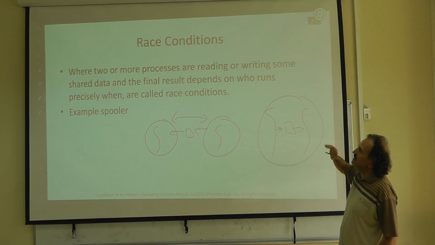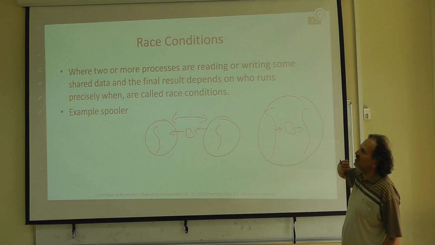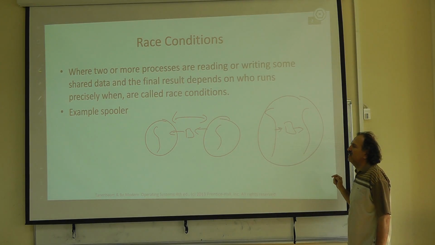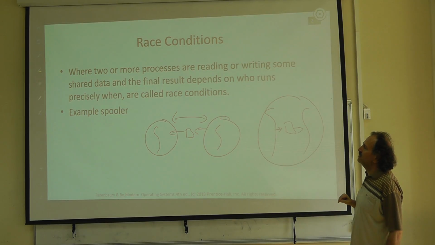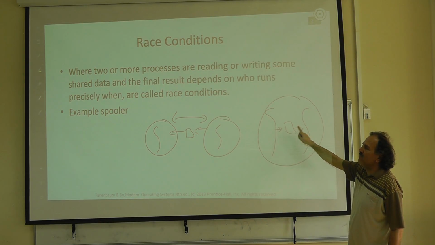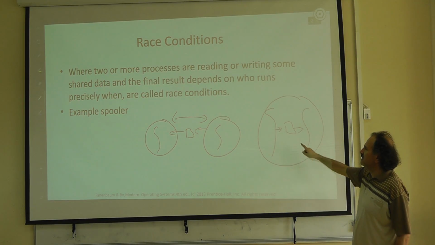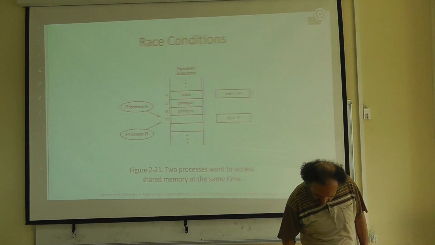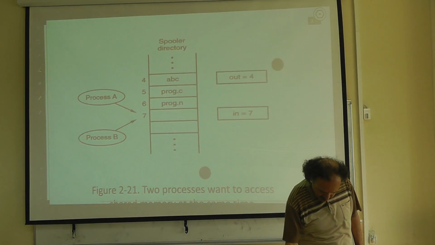The problem here is the race condition, where two or more processes or threads are reading or writing some shared data, and the final result depends on who runs precisely when. That is called a race condition. When you read that one or when you write that one determines what kind of results you get in this memory location. Let's look at this in a small program.